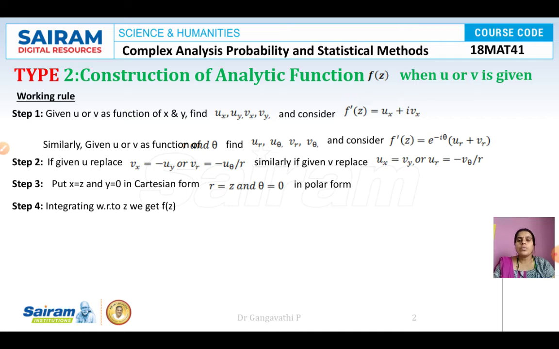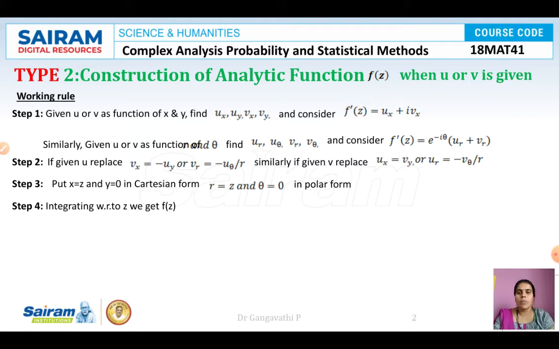In order to do so, when u or v is given, what is the working rule that we have to use to get the function f of z? Look at the working rule first. Assume that u or v is given to us. Both u and v are functions of x and y. If u has been given, find ux, uy. If v has been given, find vx, vy. That is nothing but the partial derivatives with respect to x and y.